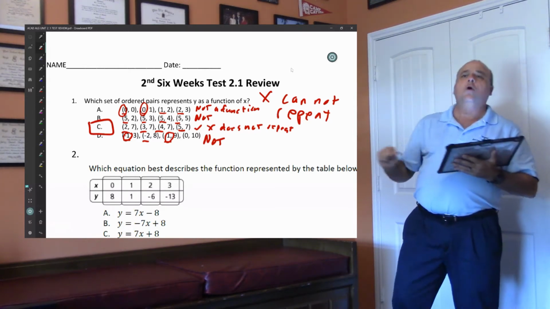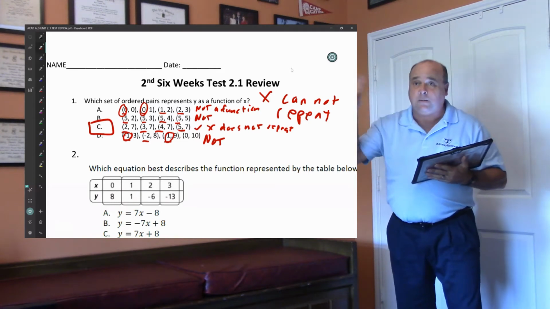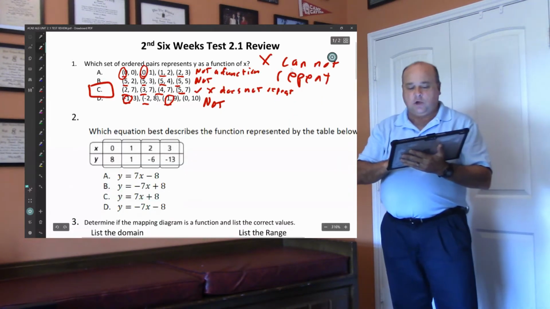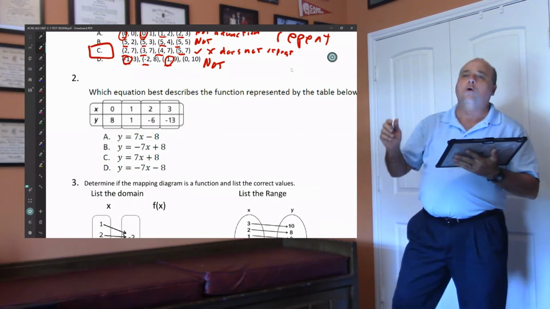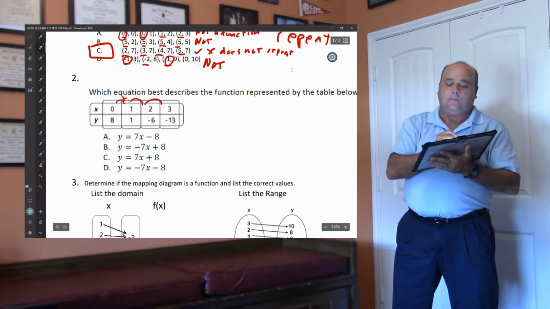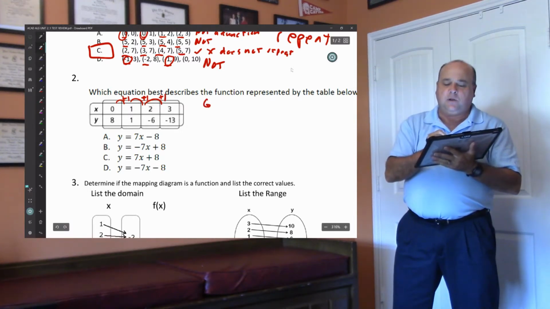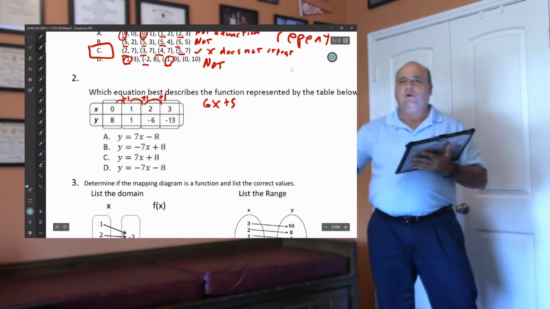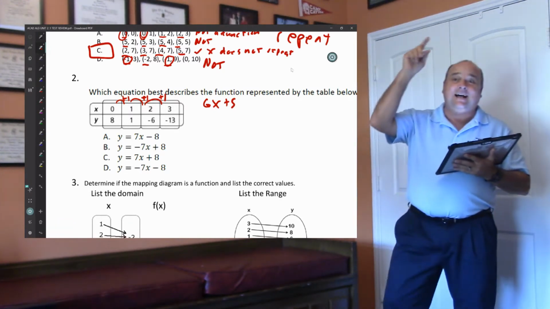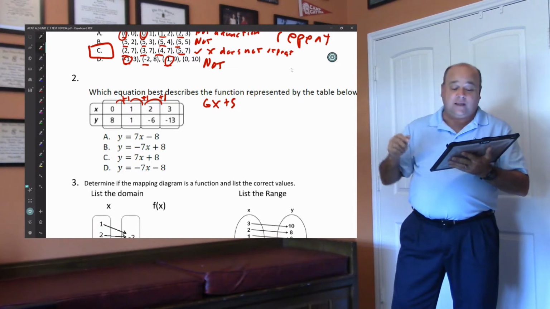Let's go to number 2. So remember, this is junior high. If the x's repeat, it's not a function. Let's go on to number 2. Now then, on this one right here, our x's do not skip, right? We keep adding 1. So I'm going to do this with gx plus s. We're going to get the growing number and the starting number because the y's are not skipping. You could plug the values in and do it that way.